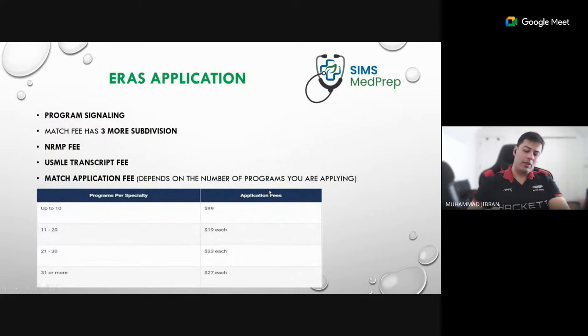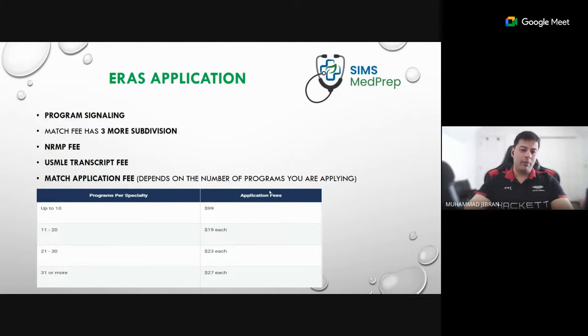And the ERAS application allows you, if you're applying for telemedicine, to signal 7 programs that are going to get the signal. My advice is to write a personalized personal statement for the 7 programs you're going to signal, and do the most research on programs that are IMG friendly. So this is how the ERAS CV is, component wise. You can get more detail if we make another video, because this is a very wide topic. It's just a brief on it.